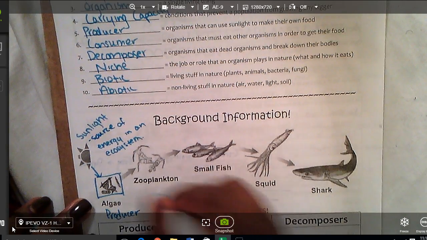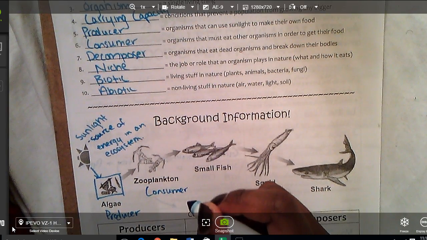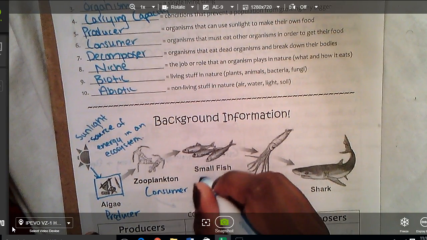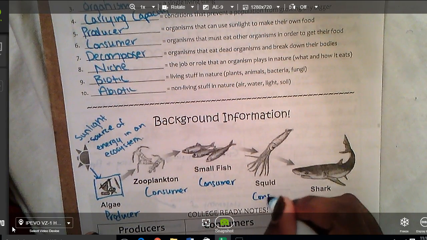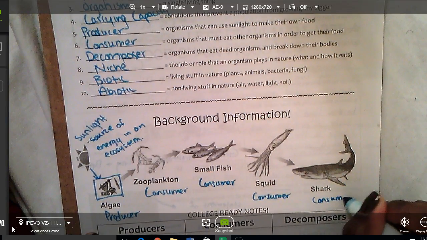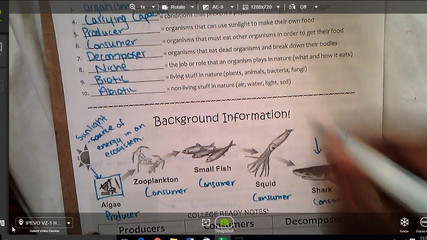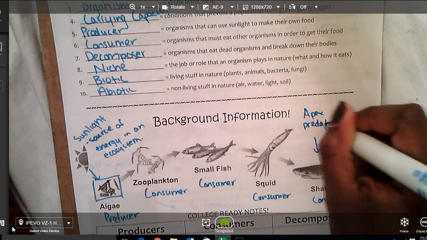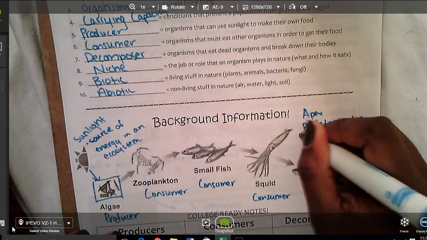Anything that eats the producer is going to be a consumer. And we're going to get into the different types of consumers in just a second. If an organism eats other organisms, it is also a consumer. Consumer and consumer. Now, whenever we get to the last item in a food chain, this is our apex predator, which simply means this organism is at the top of the food chain.